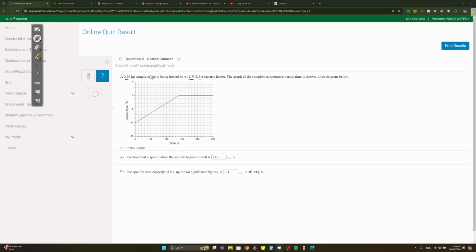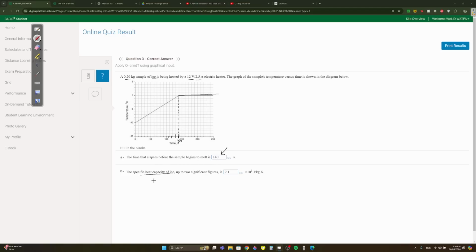And this is ice. We're heating it until, when it becomes flat, that's when it starts melting. So how long does it take? It takes 140, because 110, 120, 130, 140. So the time is 140 seconds.